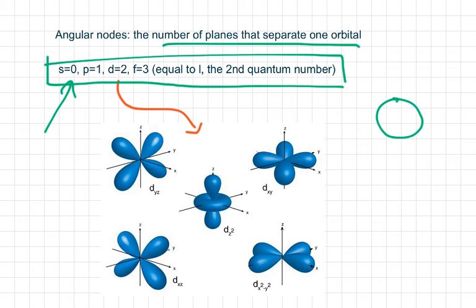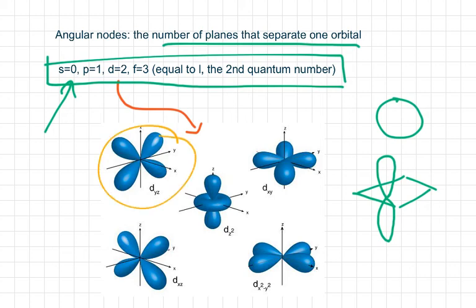And for p, it equals 1. Why do p orbitals have only one angular node? Notice here there's this gap, and that gap is where a plane could be put. And that's why the number of angular nodes for p orbitals is 1. Now let's take a look at why the number of angular nodes for d orbitals is 2. If you look at all of these, you could separate all of these with two planes.